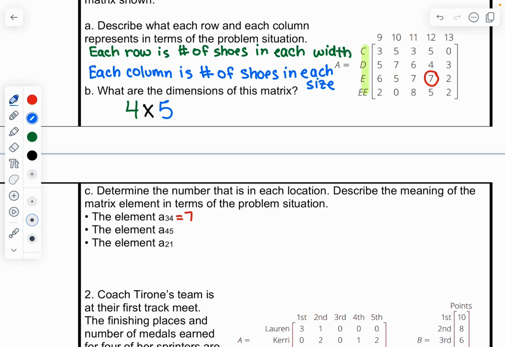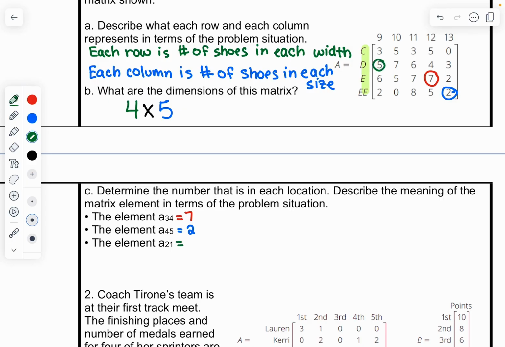Then we have the element 4,5. So we go to the 4th row, 5th column. That is 2. That is telling us that we have 2 shoes in size 13 with double E. The last one we have is element 2,1. Element 2,1, so that's row 2, column 1.